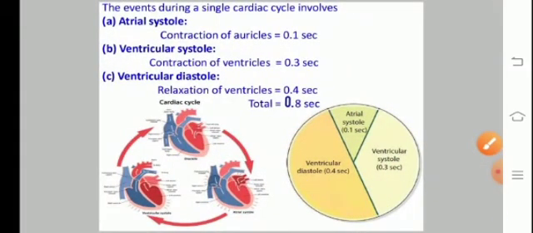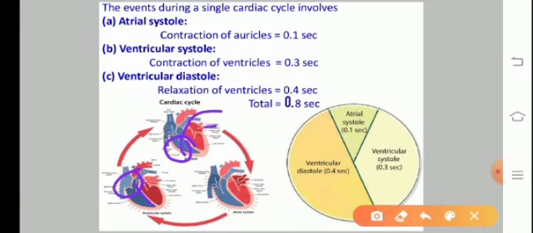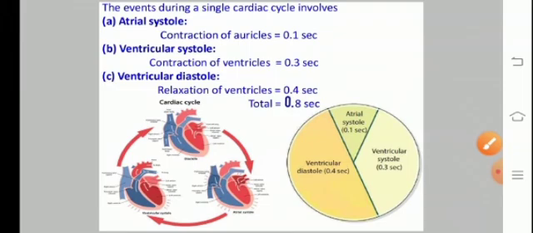The atrial systole, or contraction of auricles: the contraction of auricles pushes the blood into the ventricle. It takes 0.1 second. Ventricular systole: when the ventricles contract, the blood is pumped into the lungs and to the aorta. It takes 0.3 seconds. Ventricular diastole: when there is ventricular diastole, blood enters into the ventricles from the auricle. This takes 0.4 second. Totally 0.8 second for one cardiac cycle.